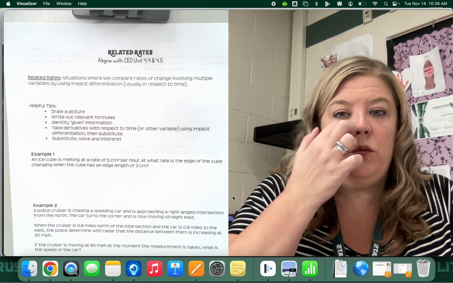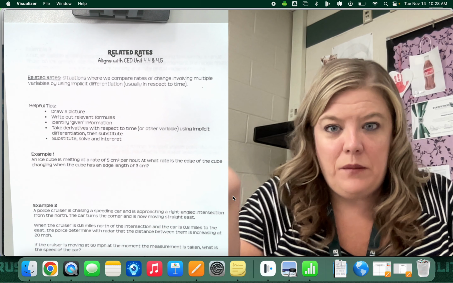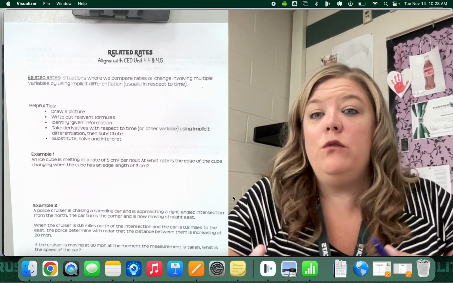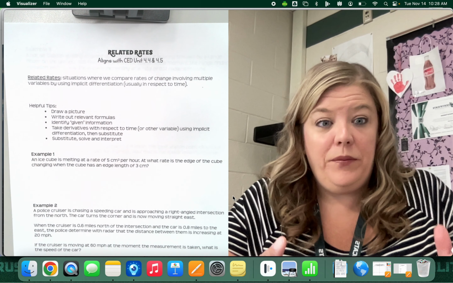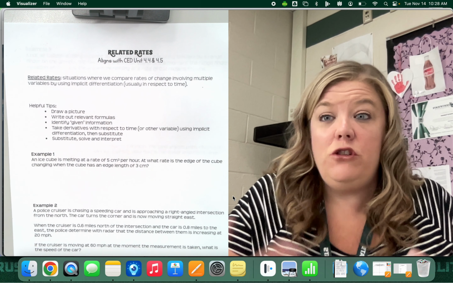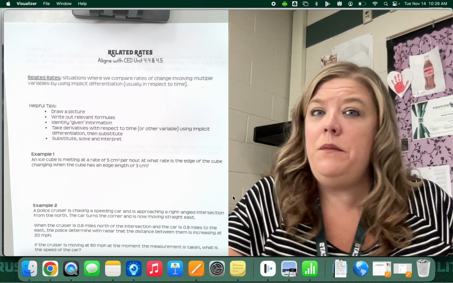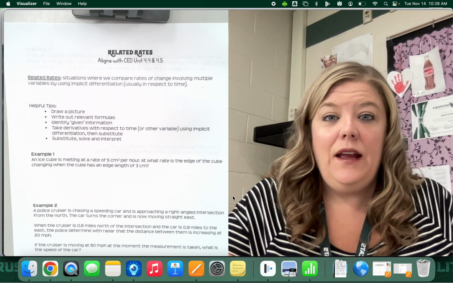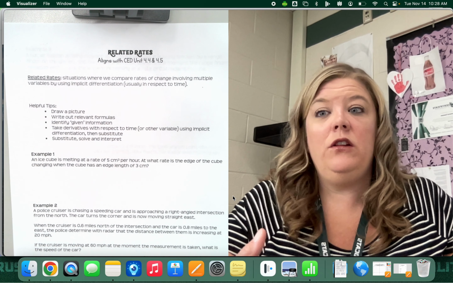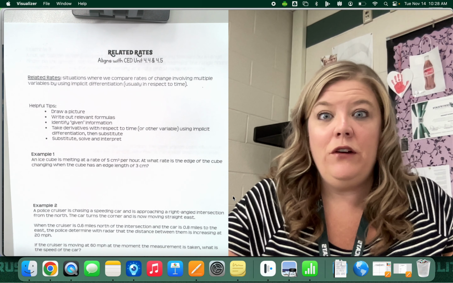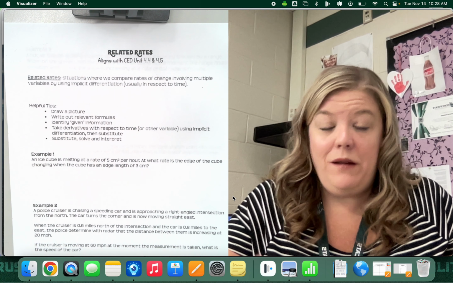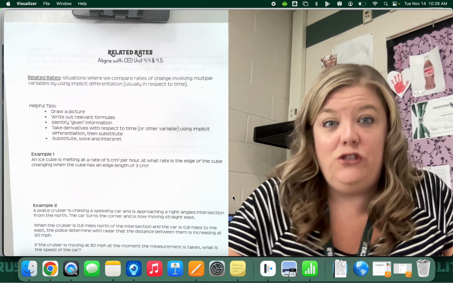Related rates are a really common application of calculus. This is a way that calculus is used in real life situations quite a bit. What we're going to be doing is looking at some situations that can typically be modeled with some sort of geometric formula. And in that formula, we're going to look at not just the individual variables as they are in the moment, but how are they changing, right? Because that's what calculus is all about, how things are changing.